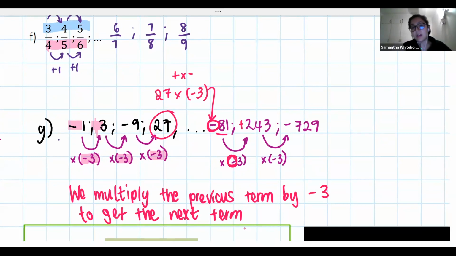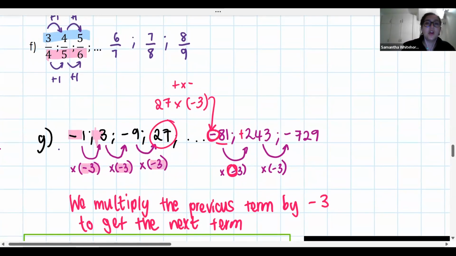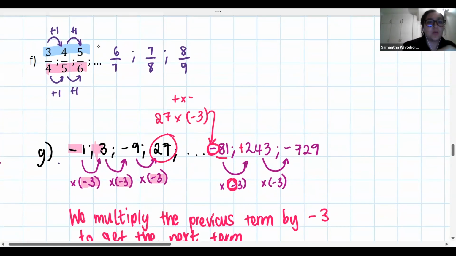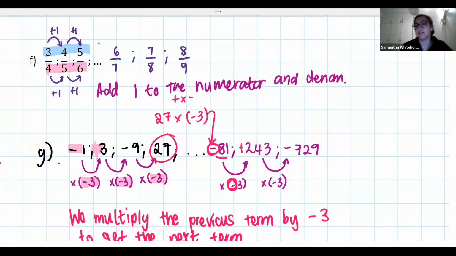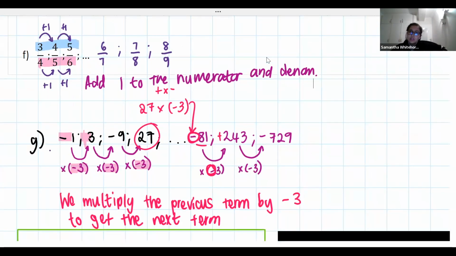Also, as I've said that, I realized you were asking me for question F. Question F, we would say we add 1 to the numerator, and we did the same thing for the denominator, so we can say and the denominator. All right, so as long as you can explain what operation you're doing in words, you should be sorted. Right, so I'm going to leave that there in case you want to take screenshots.